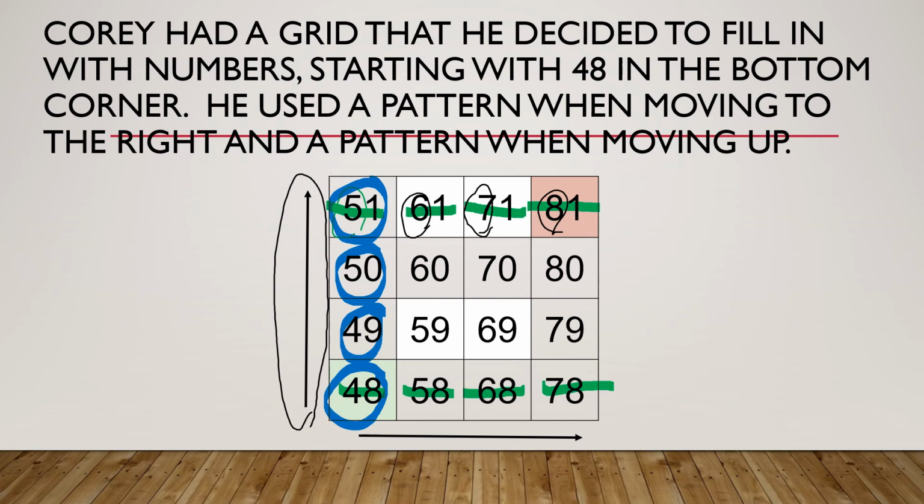Let's check the very far column to the right this time and see, is this pattern also increasing by 1? So let's see, we have 78, 79, 80, and 81. Now, Corey's pattern going from left to right increases by 10. Going from the bottom to the top, he's increasing by 1. So his pattern is increasing 2 different ways. Good job on noticing these patterns, boys and girls.